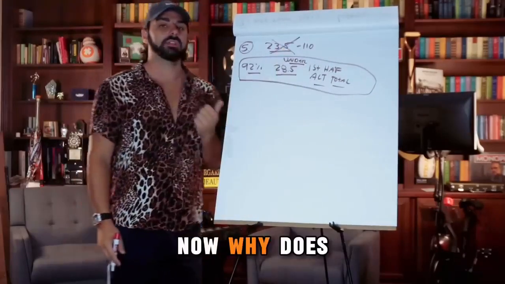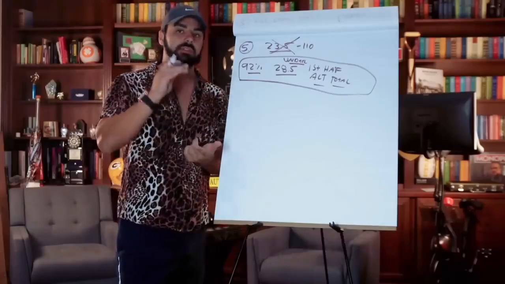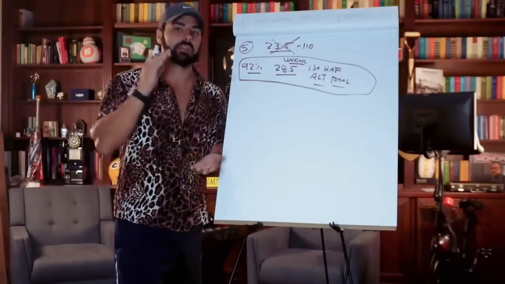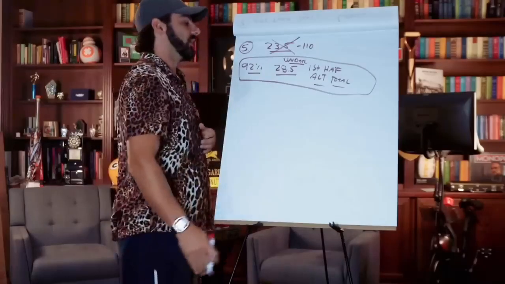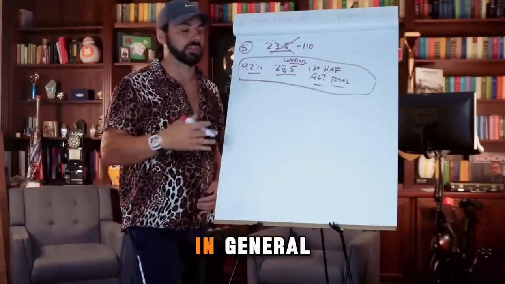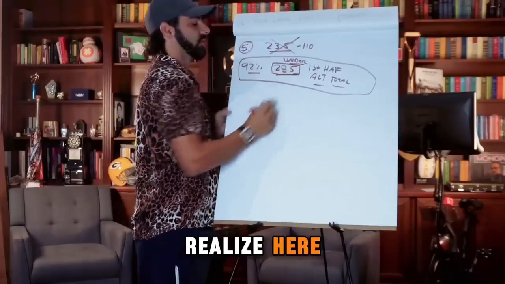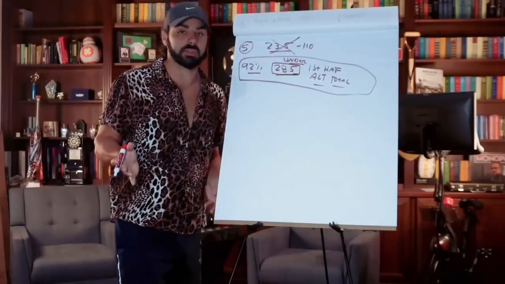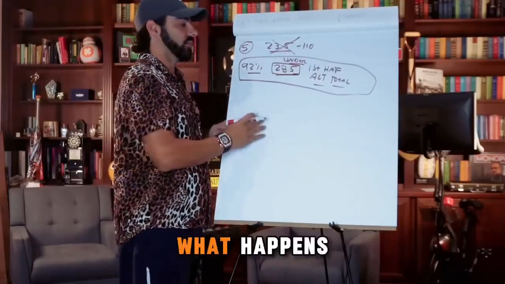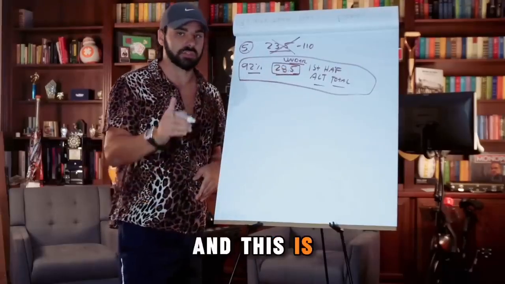Okay. Now, why does this happen? Not just because of what I just explained to you with the top defenses and the bottom offenses for yards per play. That's not exactly the reason why this works in general. It's the key number that people don't realize here. And I don't know how the sportsbooks haven't caught up to it yet, but we'll see what happens. But this key number right here is huge, and this is the reason why.